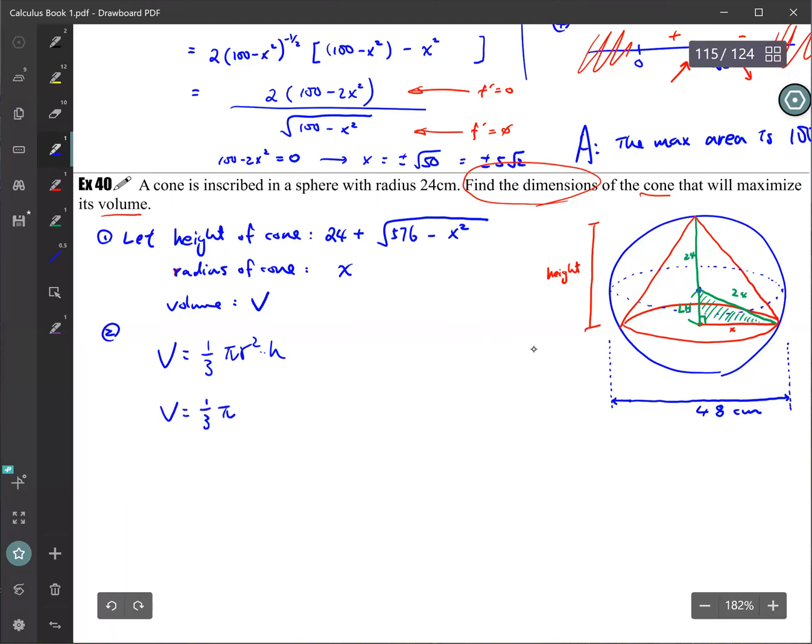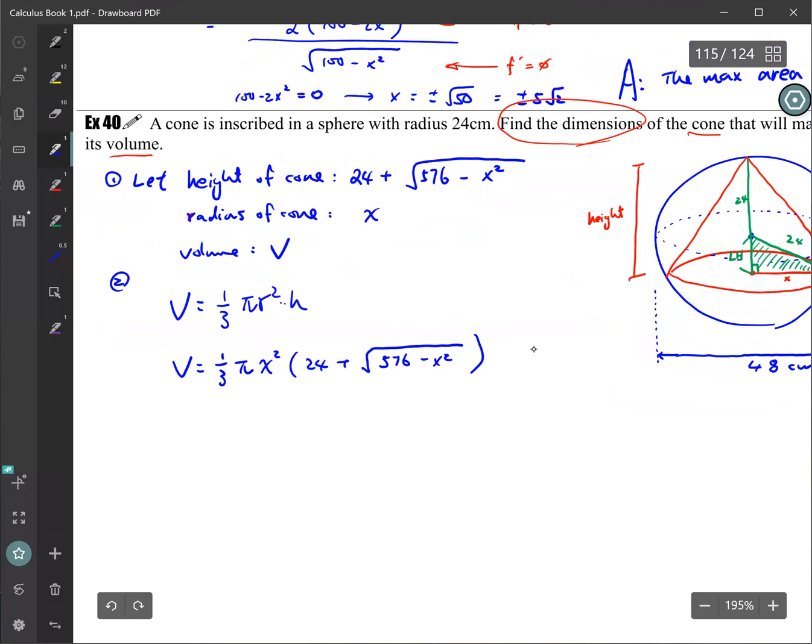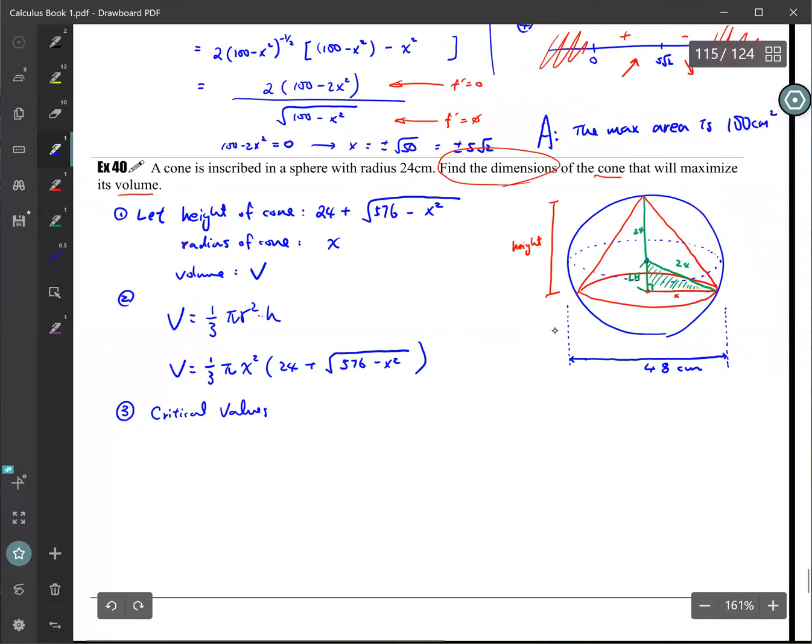1/3 pi, radius is x, height is 24 plus, 576 minus x squared. Okay, you can leave it as it is, right? Or if you want, you can multiply in, doesn't matter, right? And then you can start to do the prime. I'm gonna just leave it like this, okay? Because you got the product rule, right? So please go ahead, find the critical values. And raise your hand if you found the critical values.